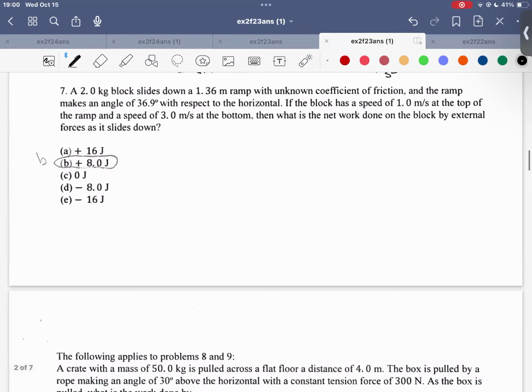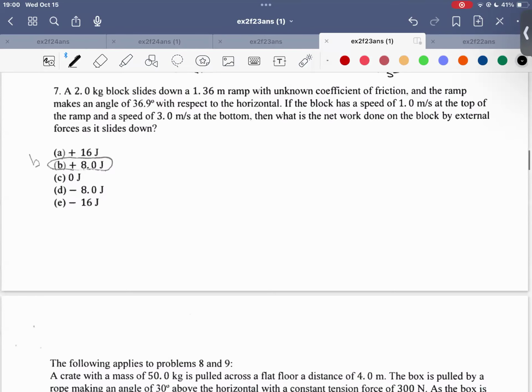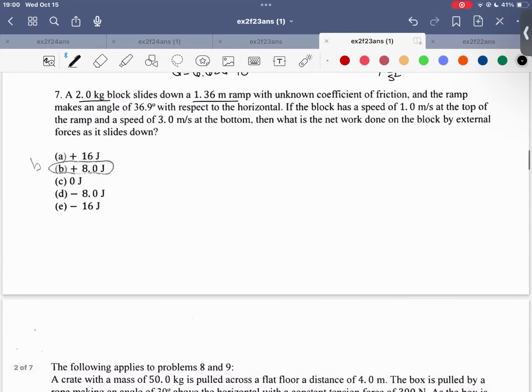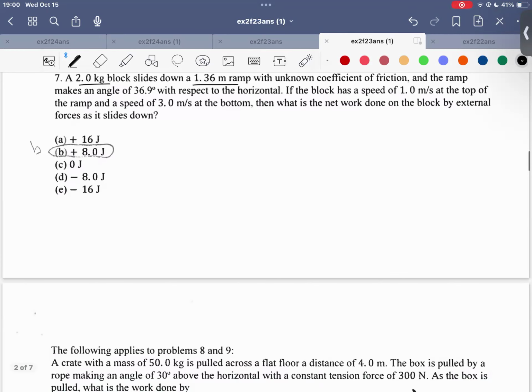So moving on, number seven. We're told a 2 kg block slides down a 1.36-meter ramp with an unknown coefficient of friction, and the ramp makes an angle of 36.9 degrees with respect to the horizontal. If the block has a speed of 1 meter per second at the top of the ramp and a speed of 3 meters per second at the bottom, then what is the net work done on the block by external forces as it slides down?